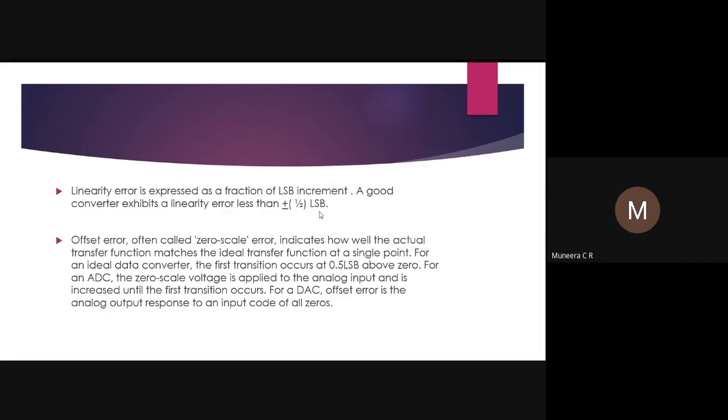Similarly, for ADC, the zero scale voltage is applied at the analog input and is increased further until the first transition occurs. But with offset error, in the actual case, if you are giving 0 volt to the ADC, there might not be 000. Similarly, in the case of DAC, if the input word is 000, in an ideal case it should equal 0 volt, but in a practical case that might not be. Then we can say there is an offset error for that particular converter.